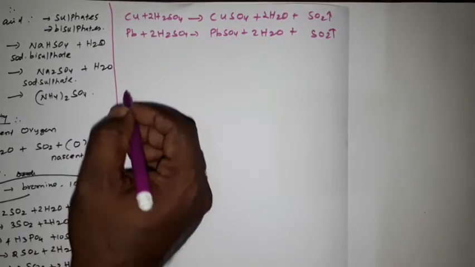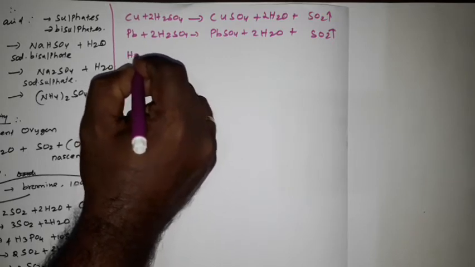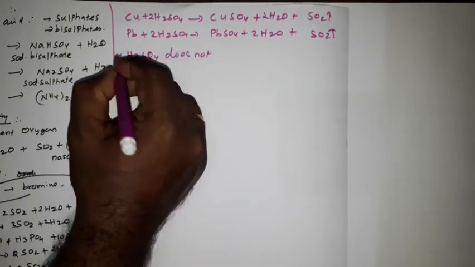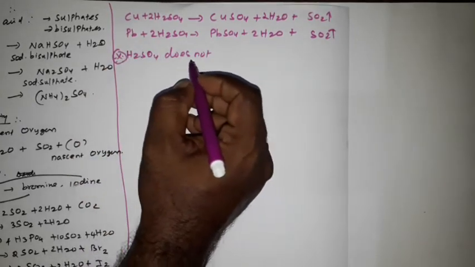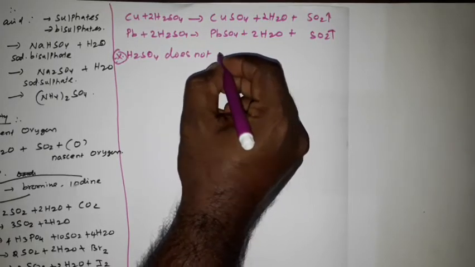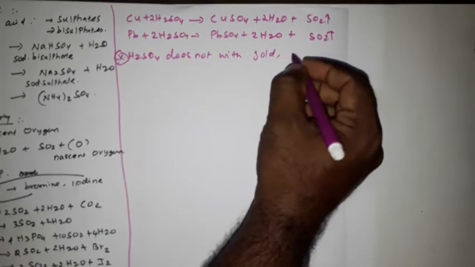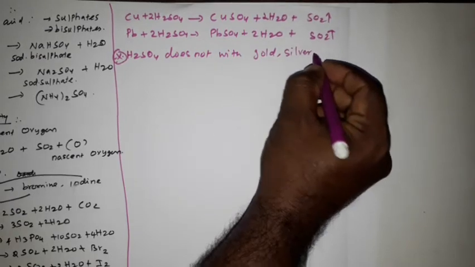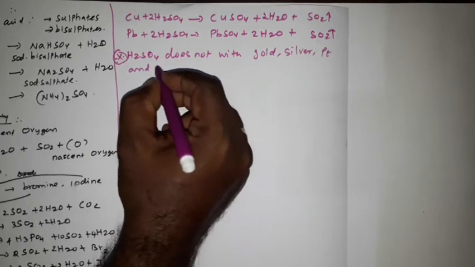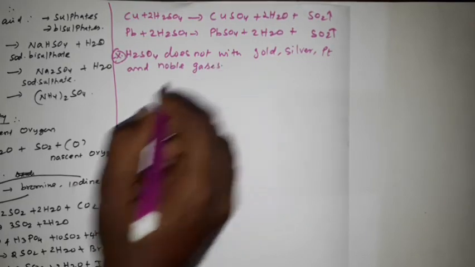Okay. And generally sulfuric acid, H2SO4, does not react with, so note this point, it is very important. You can expect this question in NEET and other competitive exams. It does not react with metals like gold, silver and platinum, and also noble gases. Okay, noble gases, that is group 18 elements, right?